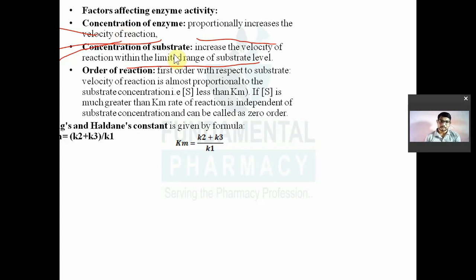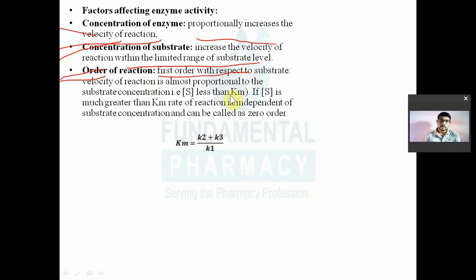Now, order of reaction. First order with respect to substrate. Order of reaction means reaction order: how many factors does the reaction depend on? If the rate of reaction depends on only one factor, that is known as a first order reaction. If the rate depends on two factors, that is a second order reaction. Then there is mixed order, meaning more than two factors. So first order means the rate of reaction depends on one factor only.